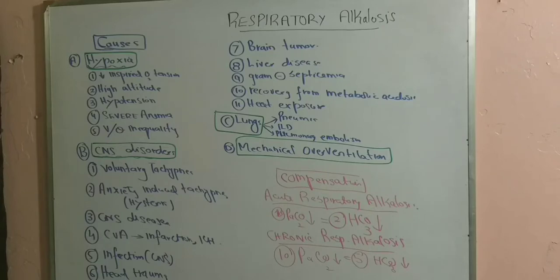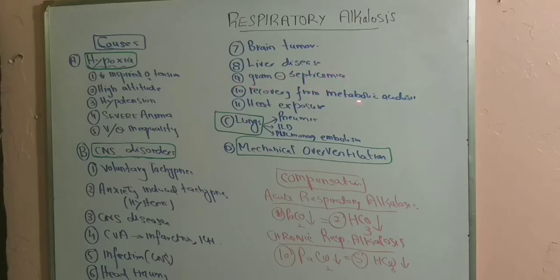Because if the PCO2 is more than 40, there will be vasodilatation and increased intracranial pressure. But if it is falling below 25, then there will be vasoconstriction. So the brain causes the lungs to take more and more breaths to keep the partial pressure of carbon dioxide around 30 millimeter of mercury. Liver diseases like hepatitis and cirrhosis also develop tachypnea and respiratory alkalosis. It also happens in cases of gram-negative septicemia.